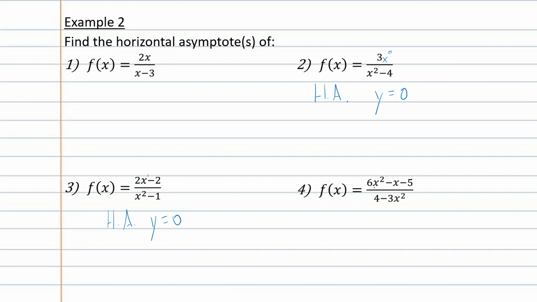Here I have 6x squared minus x minus 5 over 4 minus 3x squared. These degrees are equivalent. Remember, when they're equivalent, you have a horizontal asymptote at y equals the number in front of both of those terms. So here it would be y equals 6 over negative 3. We would need to reduce that. So here we have a horizontal asymptote at y equals negative 2. Easy enough.